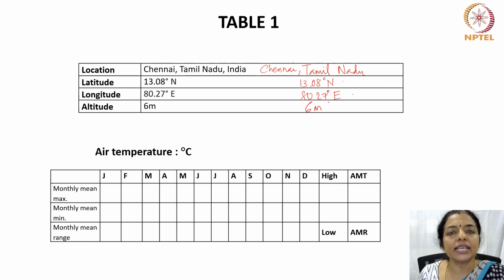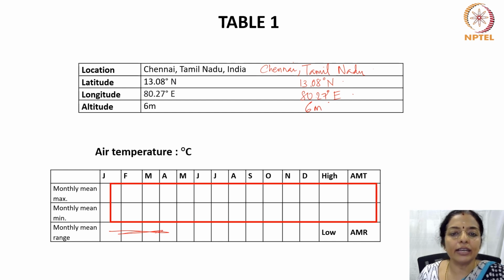So the first step is to input the monthly mean maximum temperature, which is the average of the maximum temperature recorded for each day of the month, and the monthly mean minimum temperature, which is the average of the minimum temperature recorded for each day of a month as given in the weather data that you collect. Then the next step is you find out the monthly mean range, which is the difference between monthly mean maximum and monthly mean minimum, and that will be entered in this row.